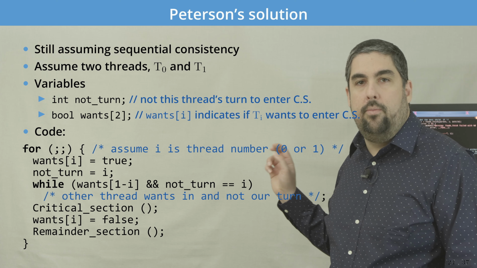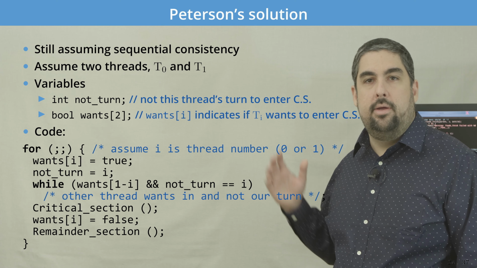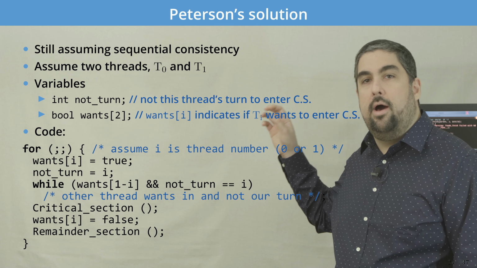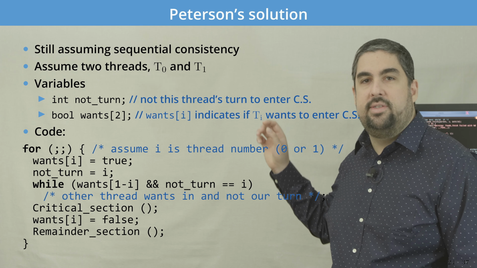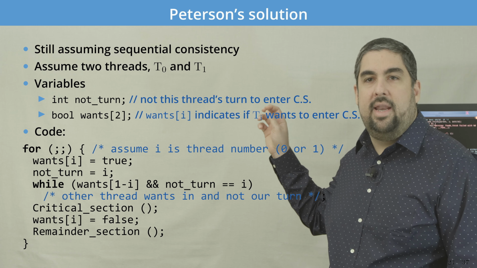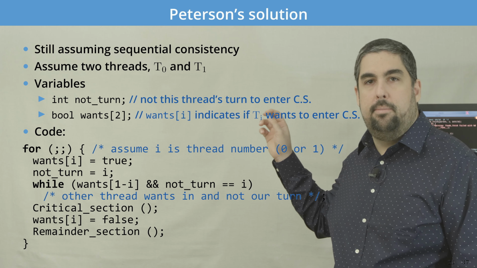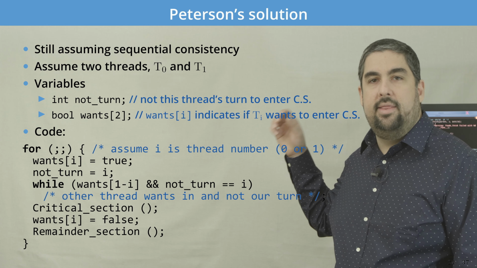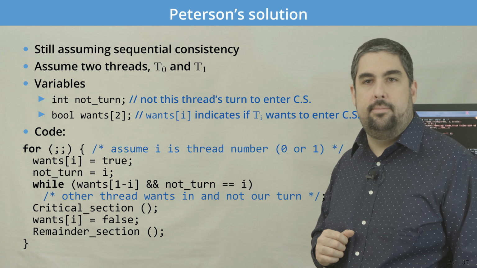And once we're done, we set the once flag to false. If you think about the other thread's perspective, the other thread would see that we've released that flag and that it was not their turn, and they'll be able to make forward progress.